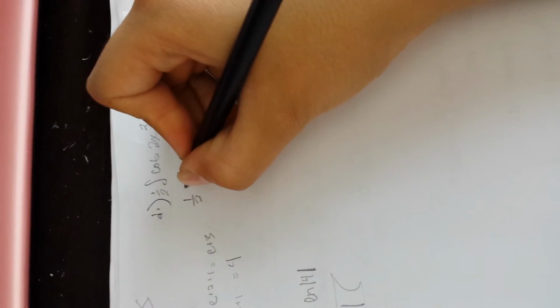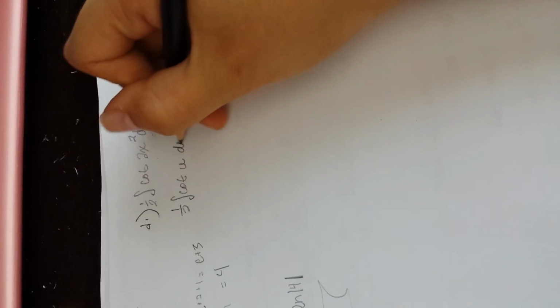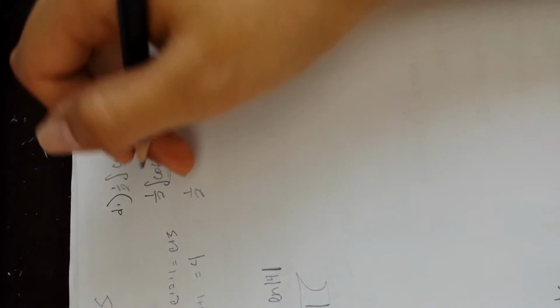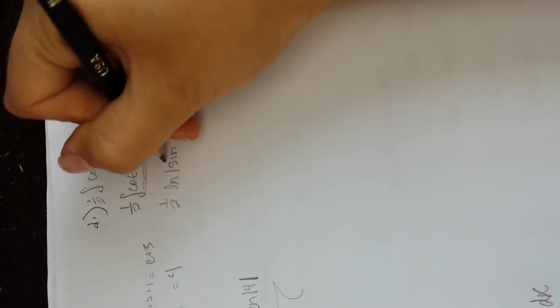Now, you can't just multiply 2 in without balancing it, so you have to multiply the entire equation by 1/2. So you get 1/2 cotangent of u du. Yay, substitution. Okay, so now this is actually an integration formula, which we were supposed to memorize. So you get 1/2. Once you integrate it, you get 1/2 ln absolute value of sine u, and then plus c.